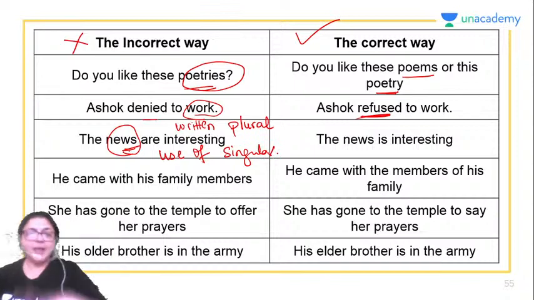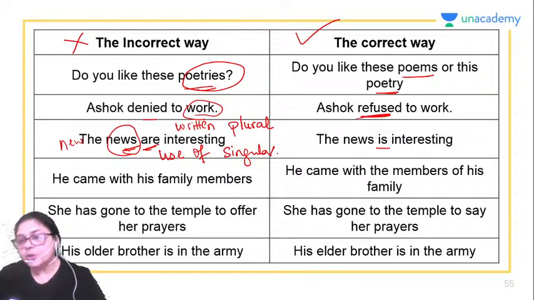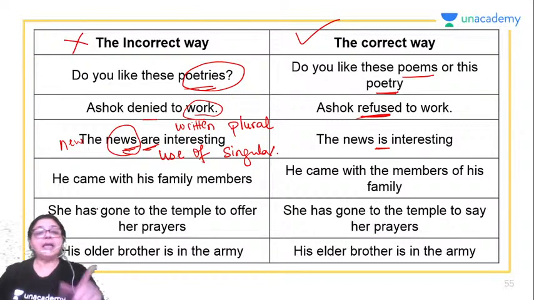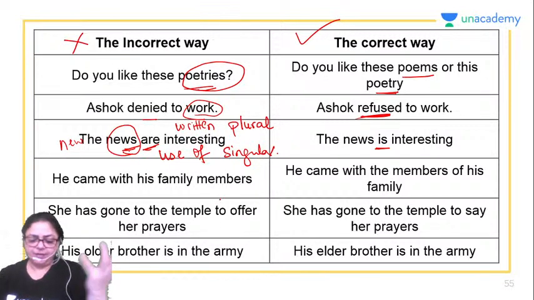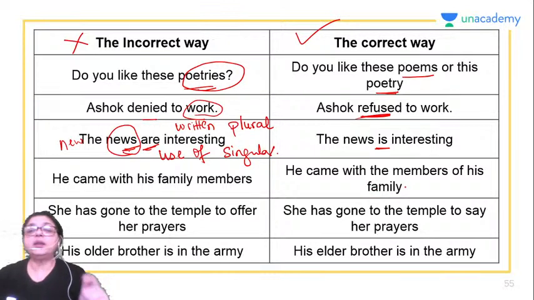Whether it's one news or many news, we never say new. So it is going to be not are, but is. He came with his family members. This is what we normally speak. No, he came with the members of his family.